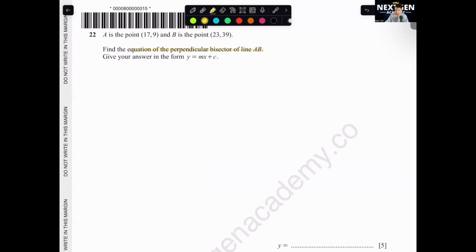Okay, what's the meaning of perpendicular bisector? Okay, so if we got a point, a line like this, let's say this is A, this is B. Perpendicular bisector means a line that passes through the middle at 90 degrees. Okay, so we have here 17, 9 and 23, 39. Okay, so before this, there are two things we need to find. We need to find what is the gradient of AB, then find the perpendicular gradient. Okay, then we need to find what is the midpoint over here. Okay, let's call this M, big M. Okay, midpoint.